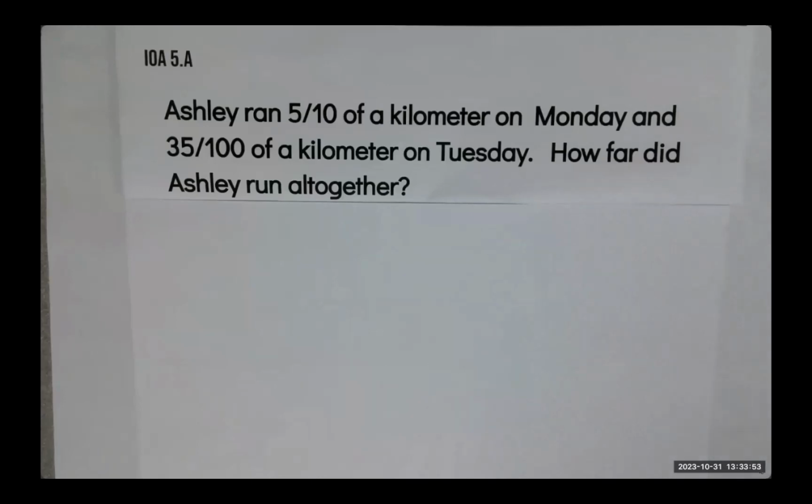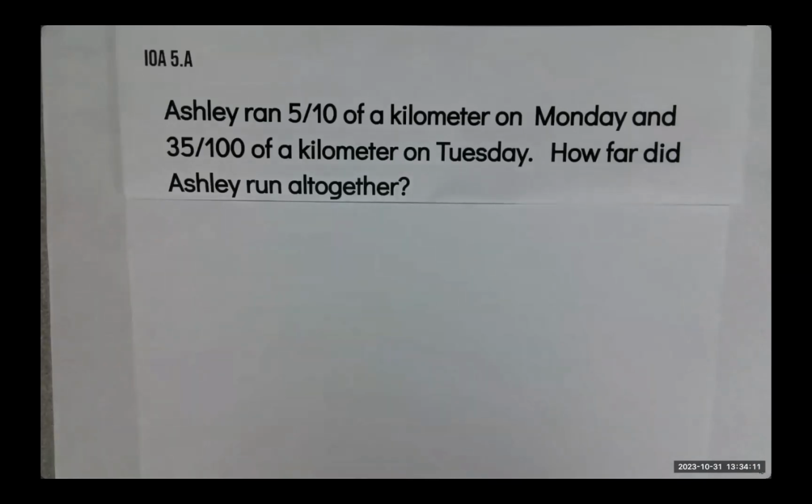Ashley ran 5/10 of a kilometer on Monday and 35 hundredths of a kilometer on Tuesday. How far did Ashley run altogether? After reading the problem, I know that I will need to add the amount Ashley ran on Monday with the amount Ashley ran on Tuesday.